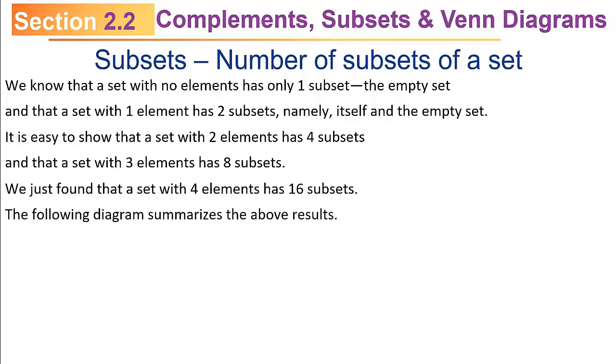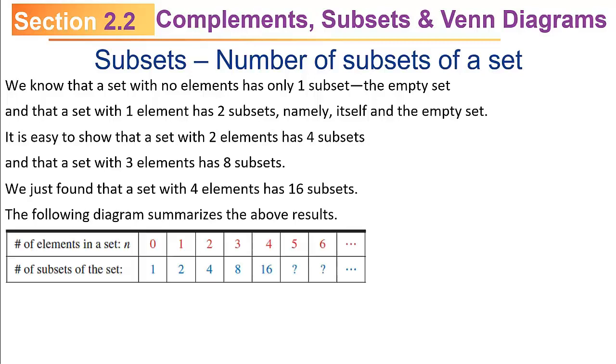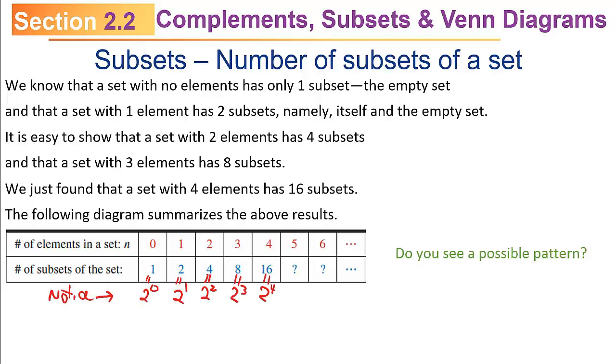If you look at this following information in table form, you can see that if a set has no elements, it has one subset. One element has two subsets. Two elements has four subsets. Three elements has 8 subsets. 4 elements, 16 subsets. I'm looking for a pattern here. Do you see one? Do you see something that might be a possible pattern? Notice that each one of those number of subsets is a power of 2.